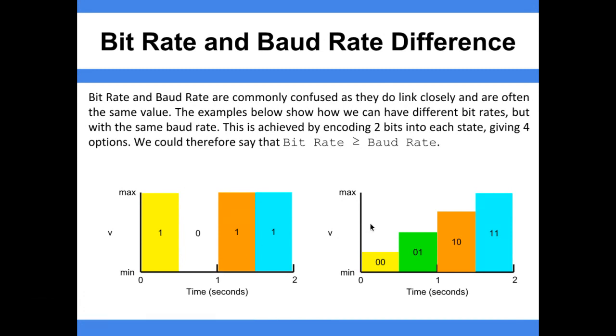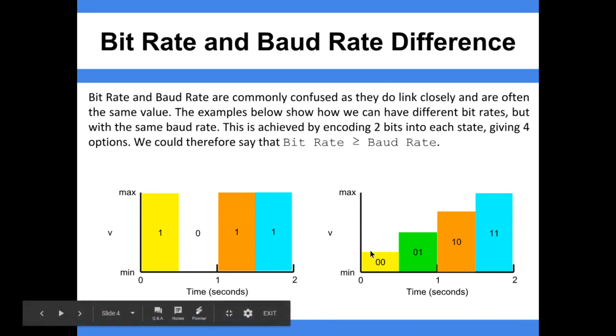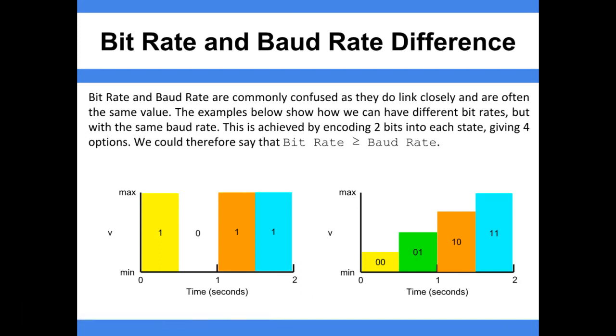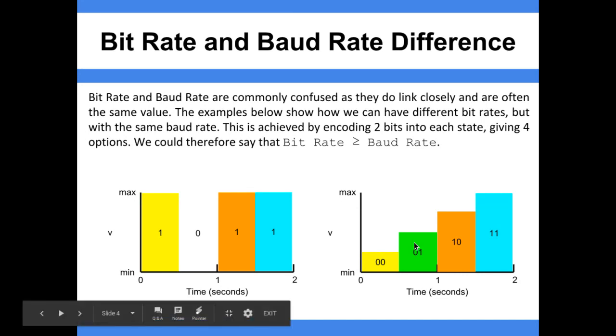If we look at the right-hand one, however, in the same amount of time, I'm sending 4 bits. I'm sending 0, 0, and 0, 1. So I'm getting a bit rate of 4 bits per second. However, here, I've got a baud rate of 2.